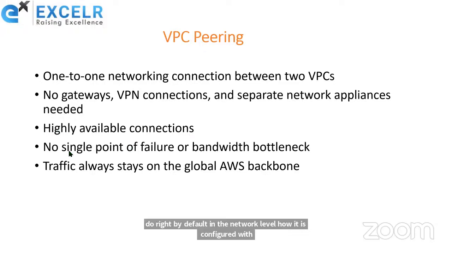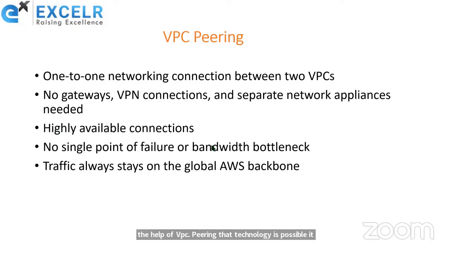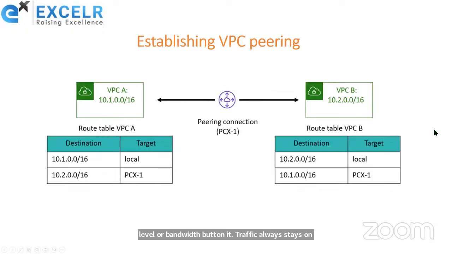It is a highly available connection, with no single point of failure or bandwidth bottleneck, because we define it at the network level. Traffic always stays on the global AWS backbone, so the traffic will be completely managed by the AWS network itself. You can see this is VPC1, this is VPC2. I'm establishing the peering connection. So now the connection is made between these two VPCs.